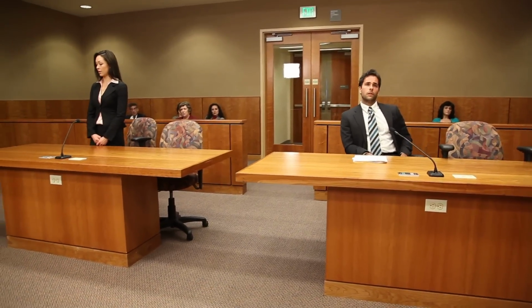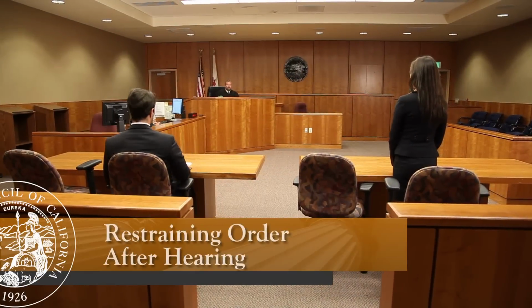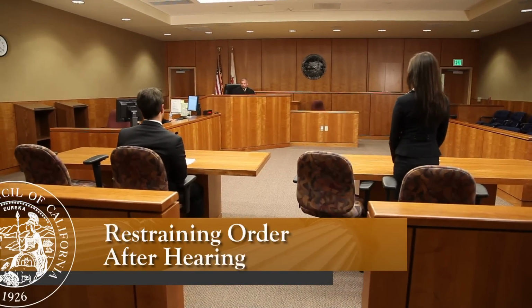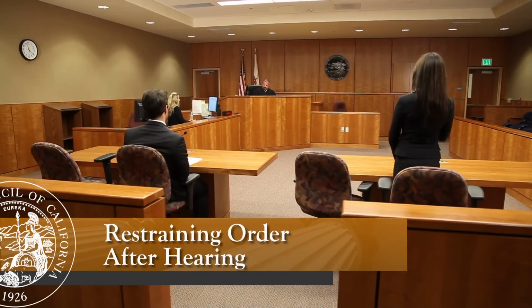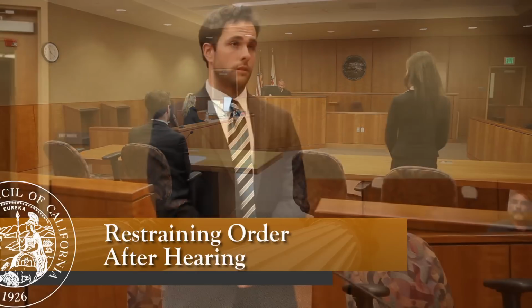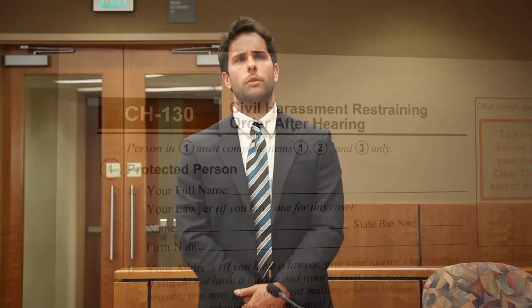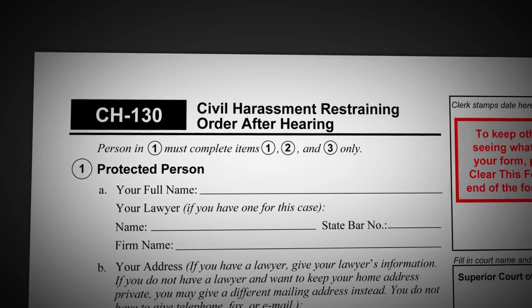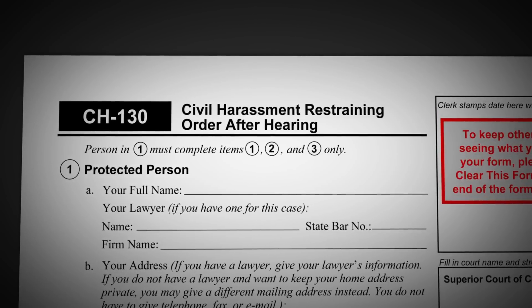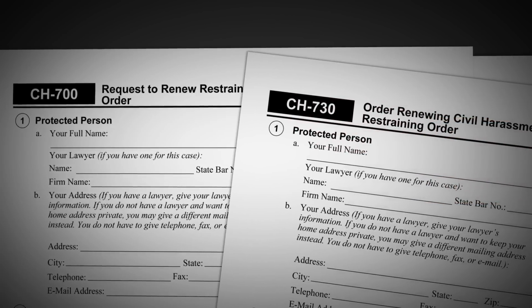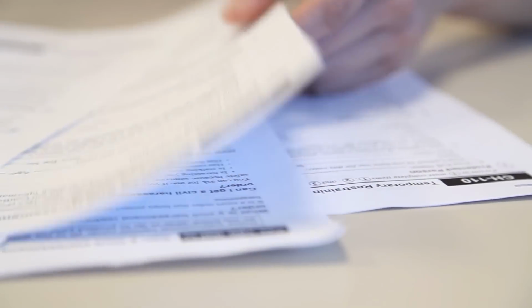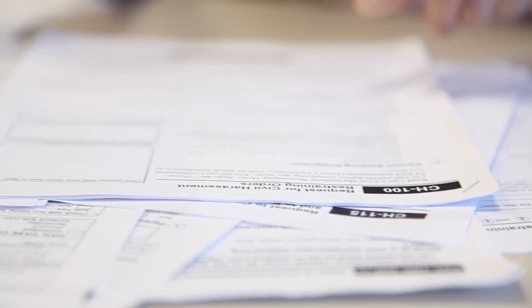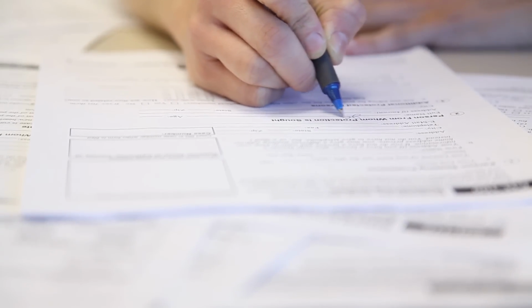on that hearing date. A judge can make a restraining order after hearing, sometimes called a permanent restraining order, only after the restrained person has been notified that there will be a court hearing and had a chance to explain his or her point of view. Although they are sometimes called permanent, a restraining order after hearing can only last for up to 3 years unless it is renewed. To request either type of restraining order, you must fill out 4 Judicial Council forms.